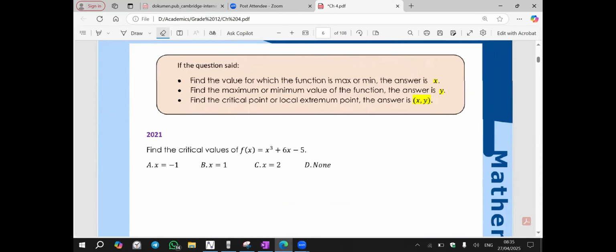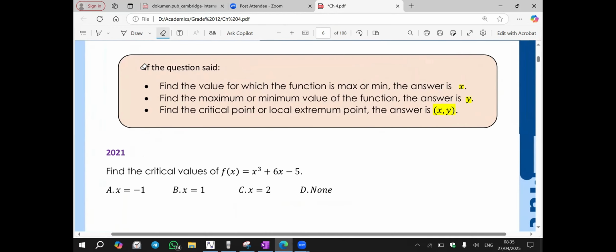Now we have this note. If the question said find the value for which the function is maximum or minimum, we're going to find x. Find the value that makes the function maximum or minimum. This is the x value. Find the maximum value of the function is y.